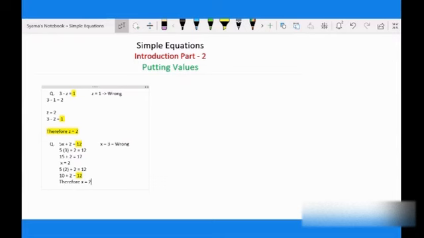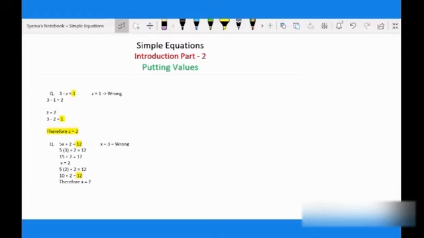Now, you came to know how to put values and how to convert a statement into an expression. By the end of this video, you might be knowing how to convert a statement into an expression and how to put values, and check if the value of the variable is the value given or not.